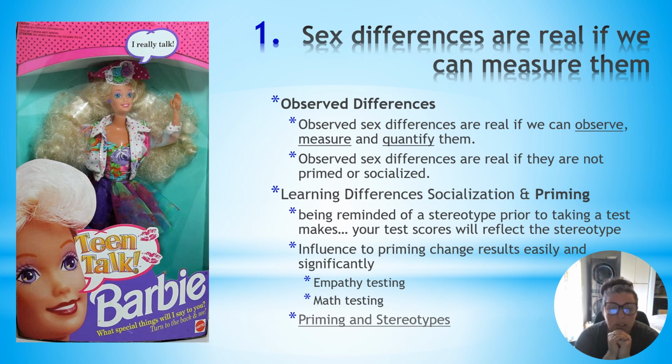So when we talk about sex differences as real, they're real if we can measure them. When we talk about measurement, it's an observed difference. Observed sex differences mean that we can observe, measure, and quantify what we're doing research on, right? They also need to not be easily changed, meaning not easily primed or socialized into an opposite direction.